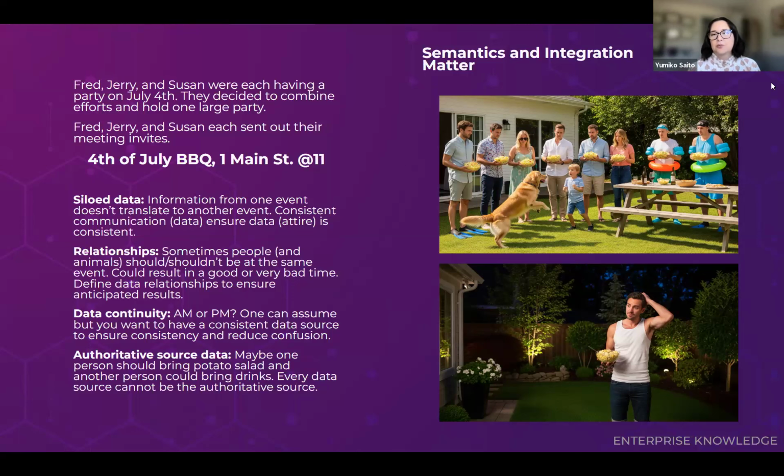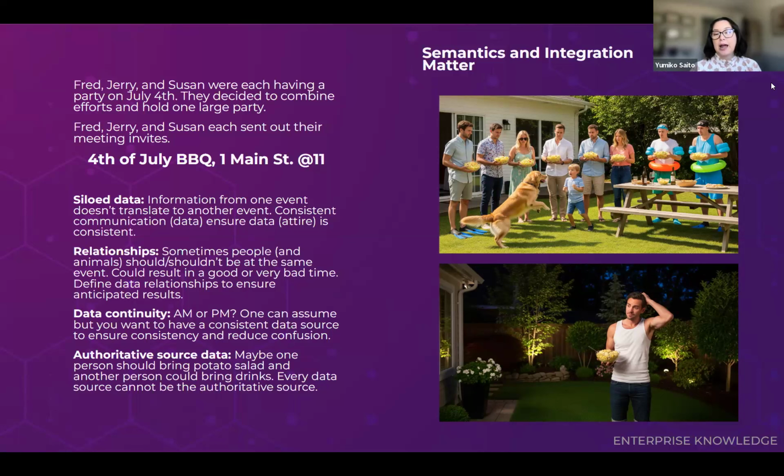So what are the potential problems with this? One is siloed data. Information from one event planning did not necessarily make its way to the joined event. So maybe Fred was planning on having a pool party, but the location at Jerry's house actually doesn't have a pool. So then someone shows up and they are not dressed appropriately because, hey, guess what? There's no pool.